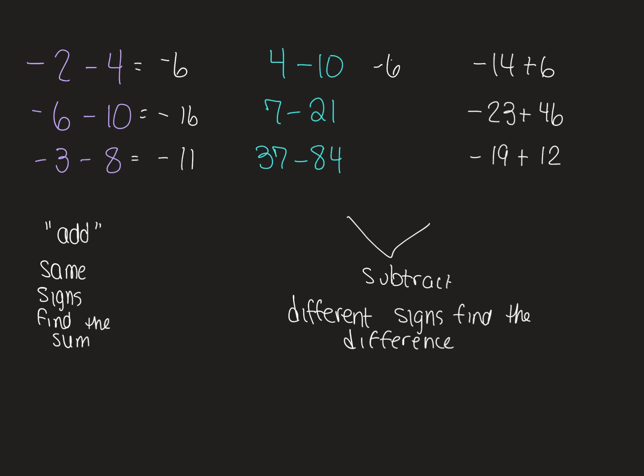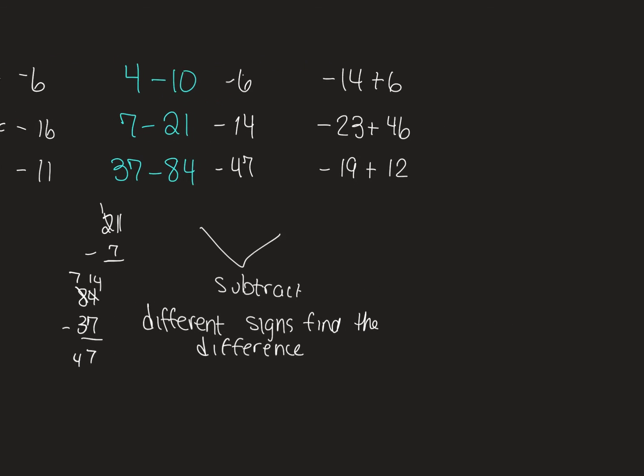21 minus 7. Well, if you wanted to, you could rewrite it 21 on top of the 7 if you can't do mental math. So that's 14, but it's negative. 37 minus 84. I cannot do that one in my head. Maybe you can. I'm going to write 84 minus 37 like you would have done in second grade. Just because 37 comes first doesn't mean it's on top. It's actually on bottom. And I subtract and get 47, but it's negative.